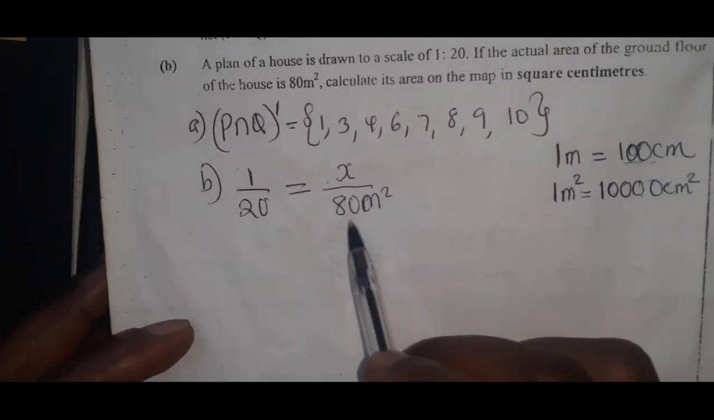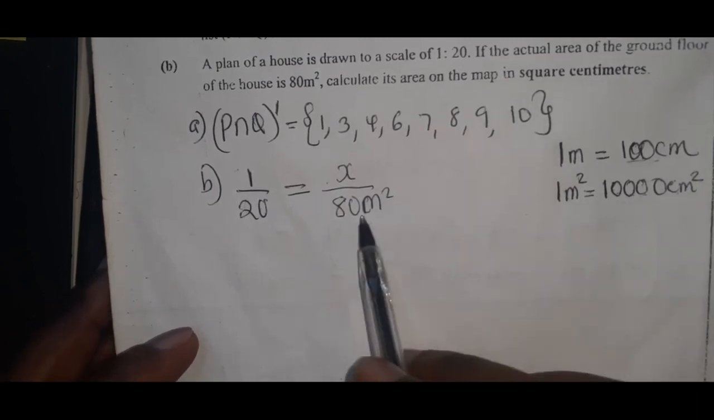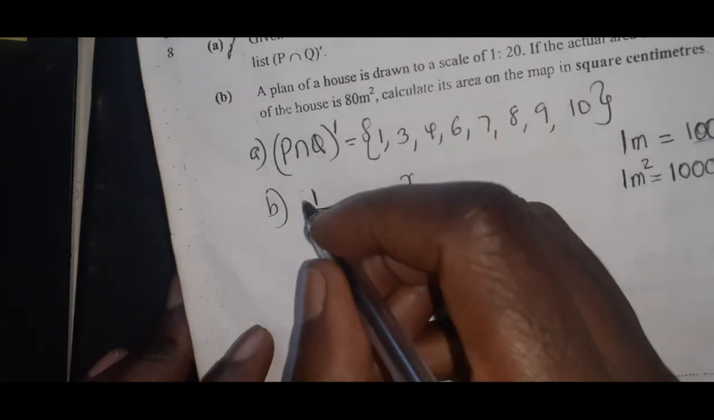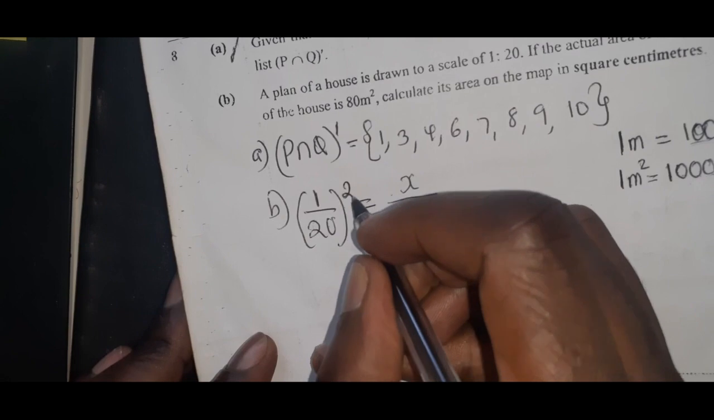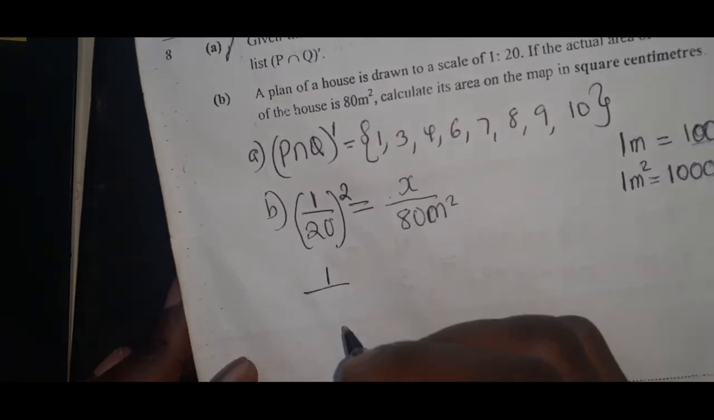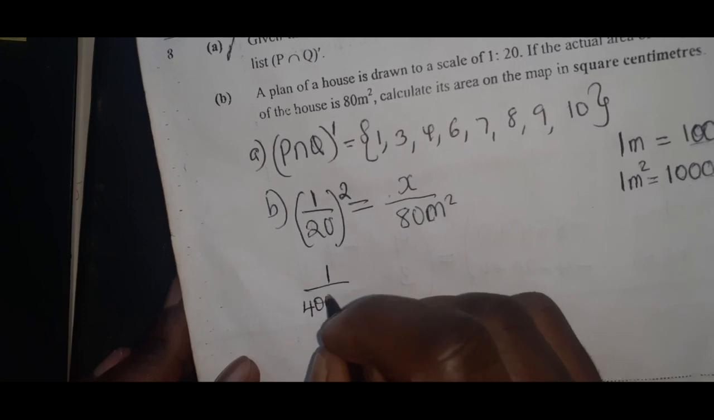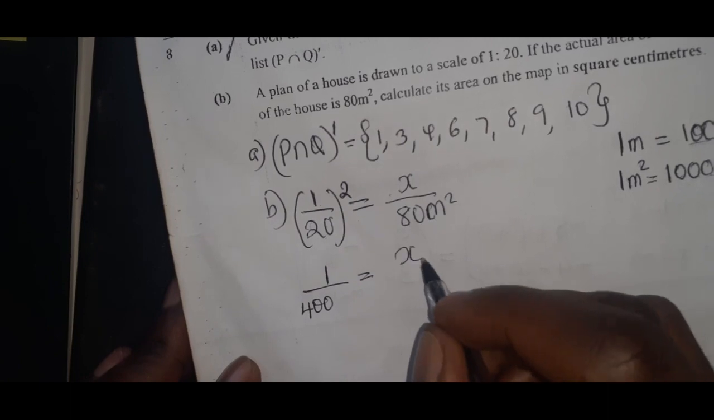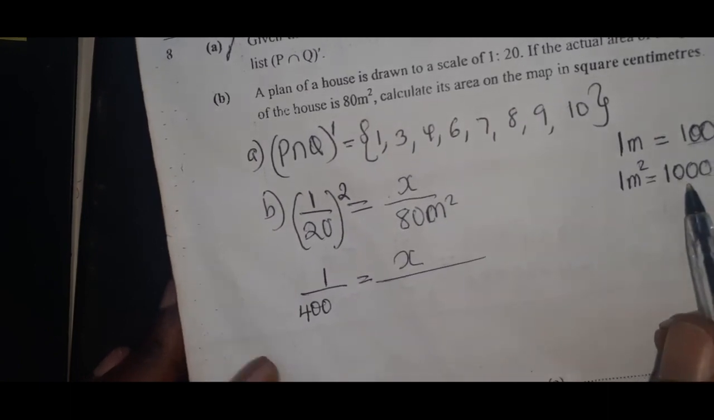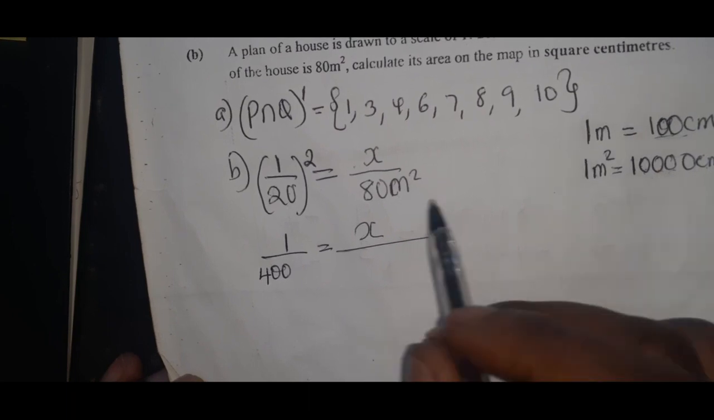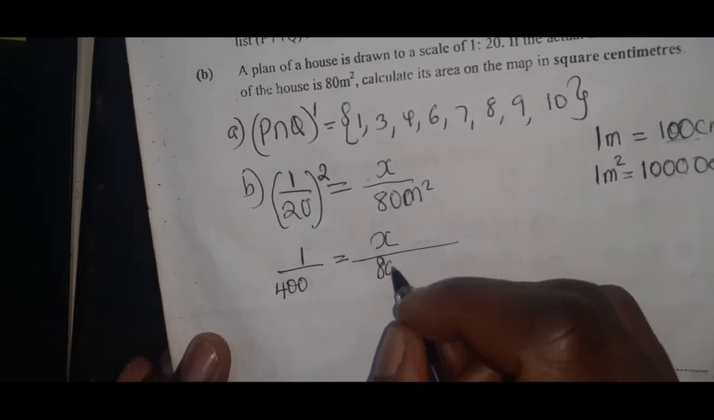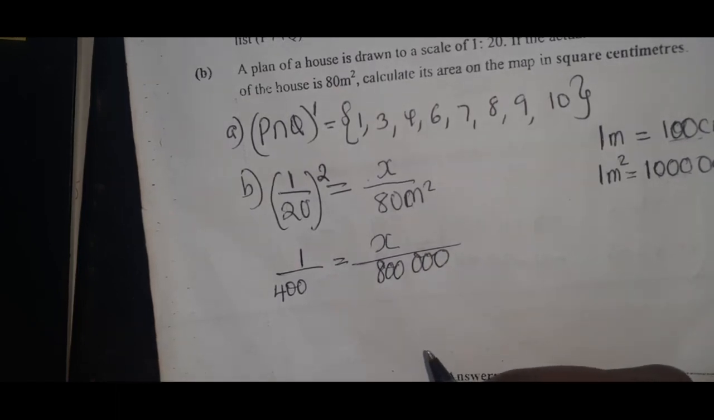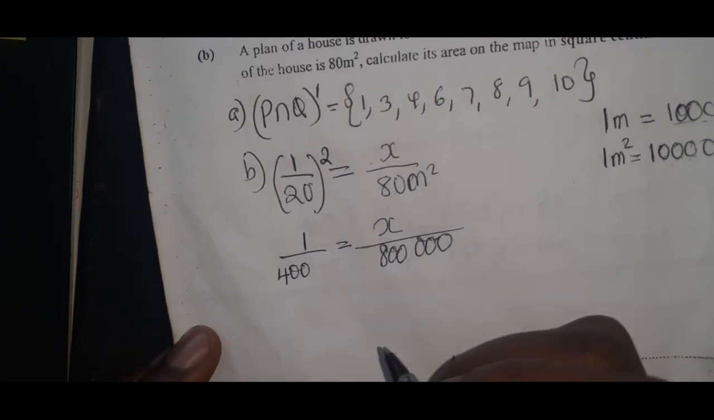So we're going to multiply this one by 10,000 so that we change the unit from meter square to centimeter square. And to do the same thing also here, we're going to square. So we have 1 over 400. When you multiply this, this is going to give you 400x. When you multiply this 10,000 by 800, what do you get? This will give you this, this is what you're going to get, isn't it? At this point you cross multiply.